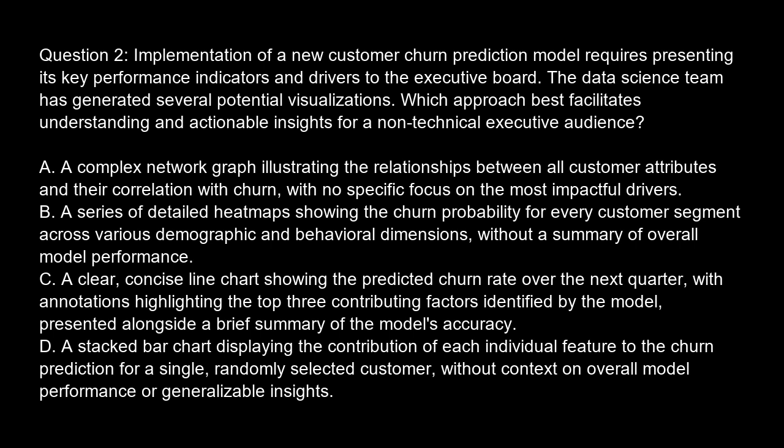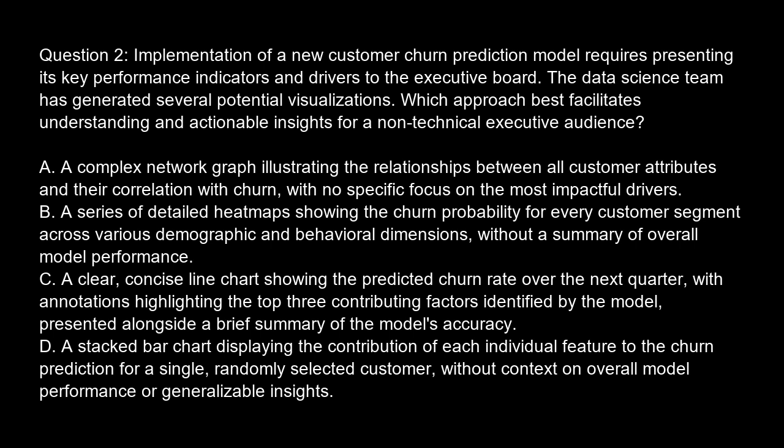Option A. A complex network graph illustrating the relationships between all customer attributes and their correlation with churn, with no specific focus on the most impactful drivers. Option B. A series of detailed heat maps showing the churn probability for every customer segment across various demographic and behavioral dimensions, without a summary of overall model performance.